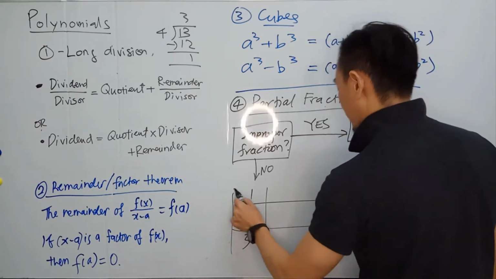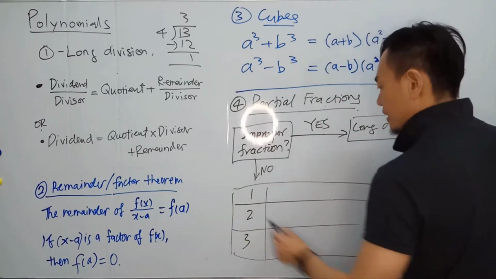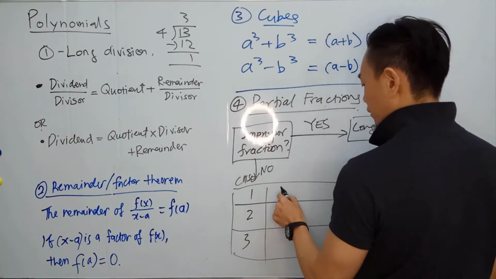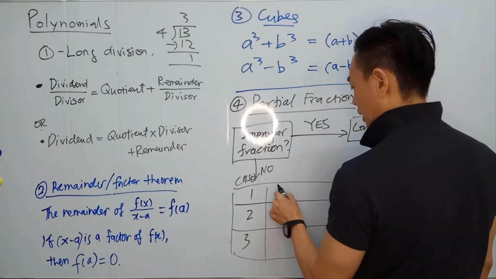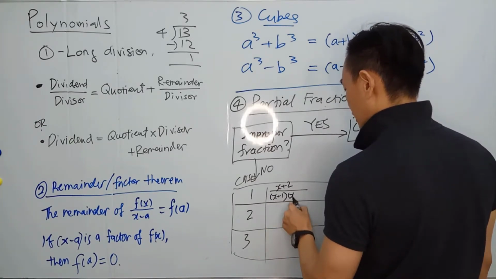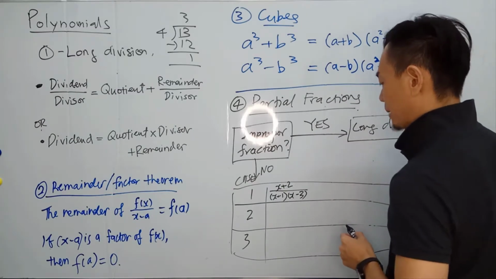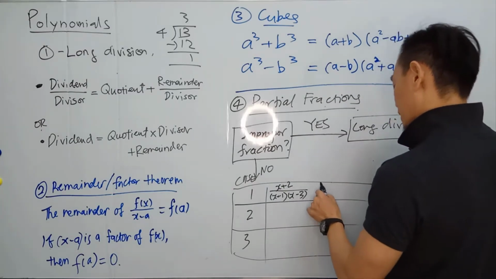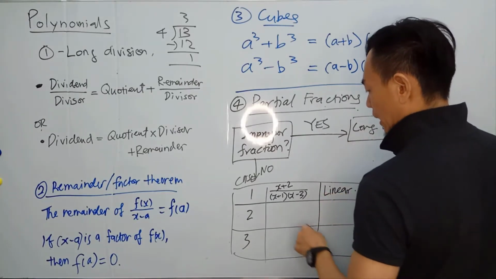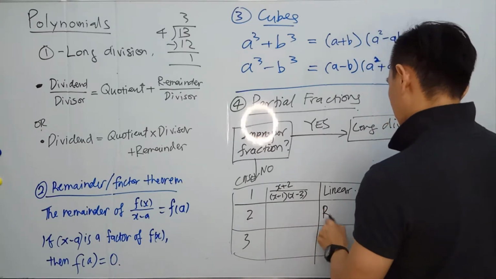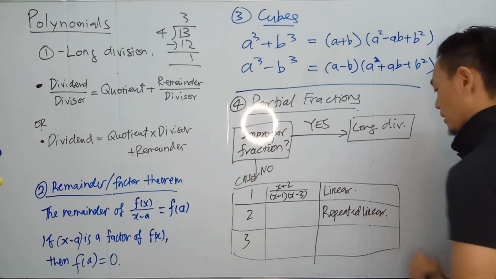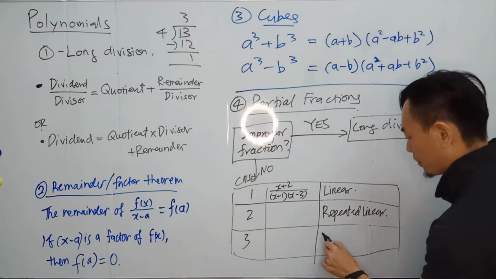So we always observe the denominators. Okay, this is case 1, 2, 3. Your denominators, if you have say x plus 2 over x plus 1, x minus 3, just a random example. Okay, then this is what we call linear. And the next case is repeated linear. I think it helps to remember these names. And then you have a quadratic that cannot be factorized.